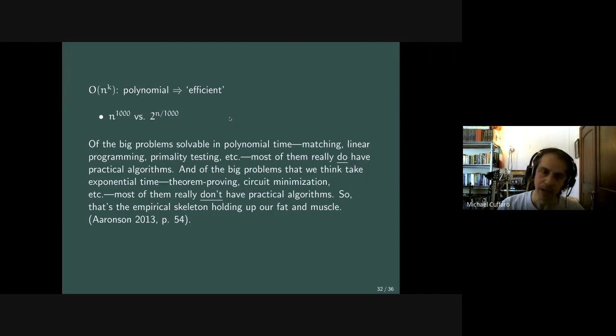And so here's a nice quote by Scott Aaronson. He writes, of the big problems solvable in polynomial time, matching, linear programming, primality testing, and so on, most of them really do have practical algorithms. And of the big problems that we think take exponential time, theorem proving, circuit minimization, and so on, most of them really don't have practical algorithms. So that's the empirical skeleton holding up our fat and muscle. So the idea is that we have this criterion. It's a mathematical criterion, right? It's a worst case notion. It's defined in the asymptotic regime. And the claim is that this is a useful notion because we find in practice that it maps onto the distinctions that we want to make between the processes that we generally take to be efficient and the processes that we generally take to be not efficient.